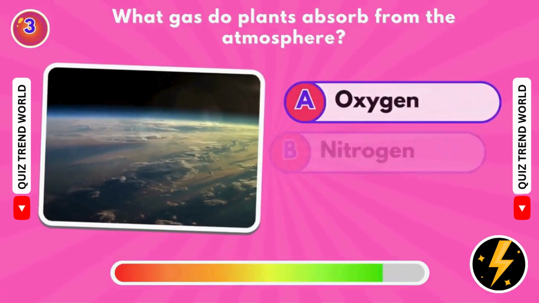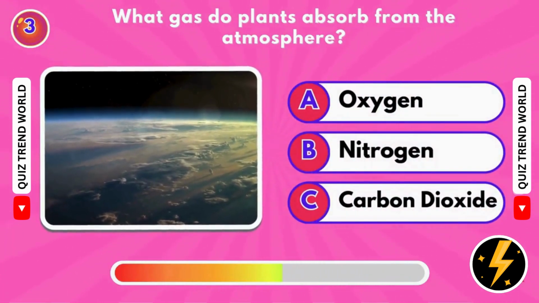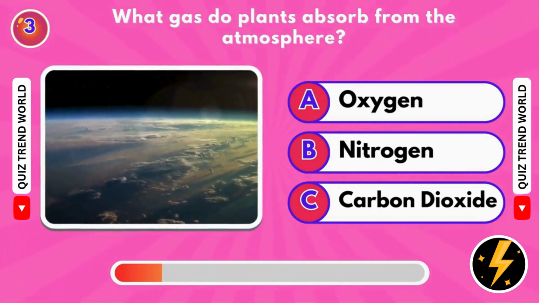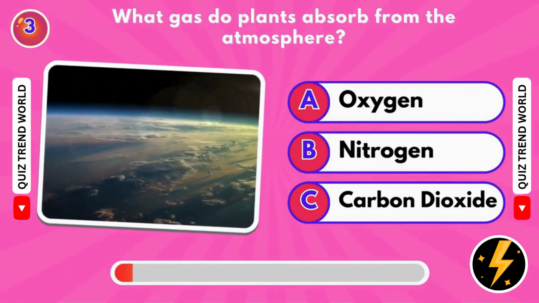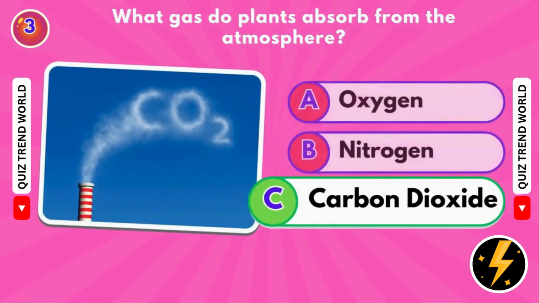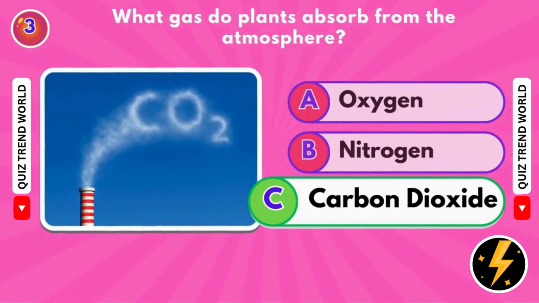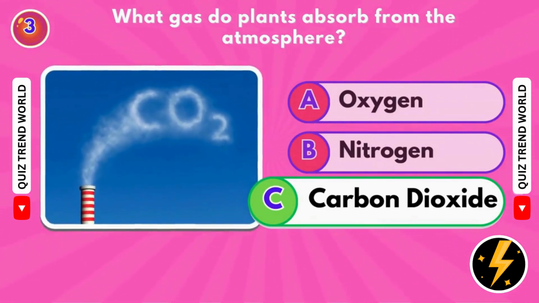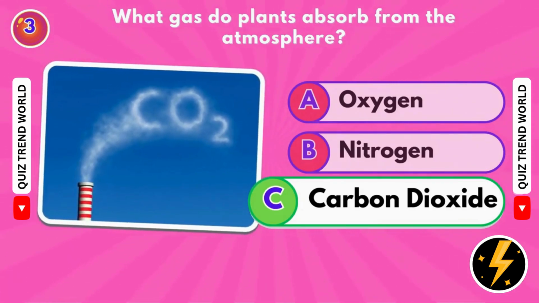What gas do plants absorb from the atmosphere? Oxygen, nitrogen, or carbon dioxide? Carbon dioxide. Plants absorb carbon dioxide during photosynthesis, which is stored in roots, permafrost, grasslands, and forests.